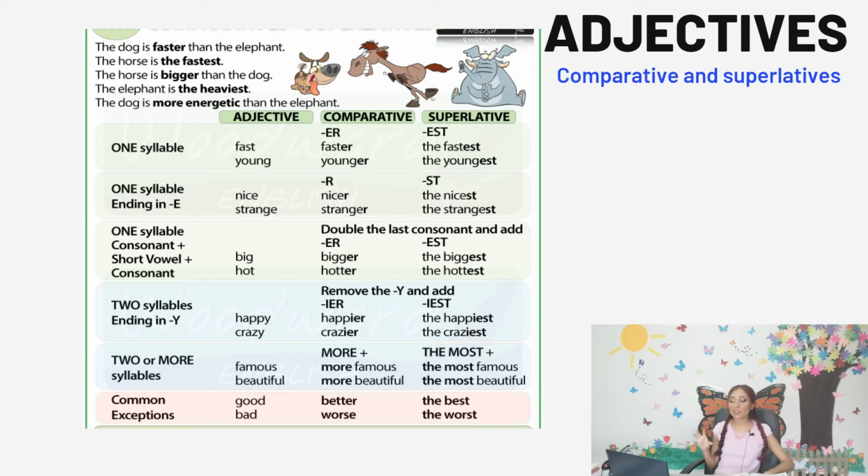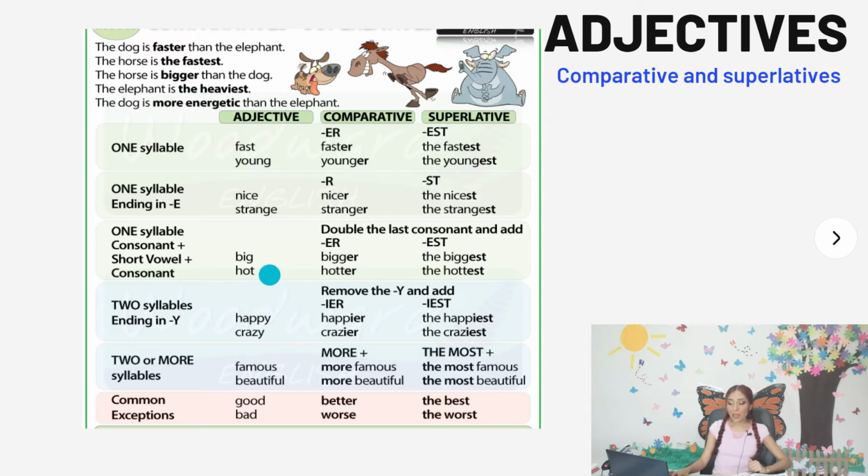Remember that the main thing is you need to add er at the end of the adjective if it's a comparative, or you need to add est if it's a superlative. When it ends with e, you just need to add the r or st, okay?